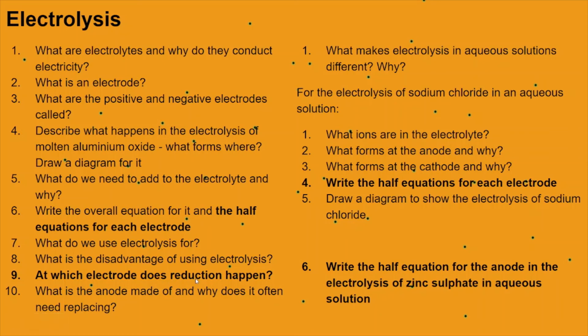I think we talked about which electrode reduction happens at. Reduction, the gain of electrons, happens at the cathode, because the positive metal ions come in and gain electrons to form metal atoms, pure metal.